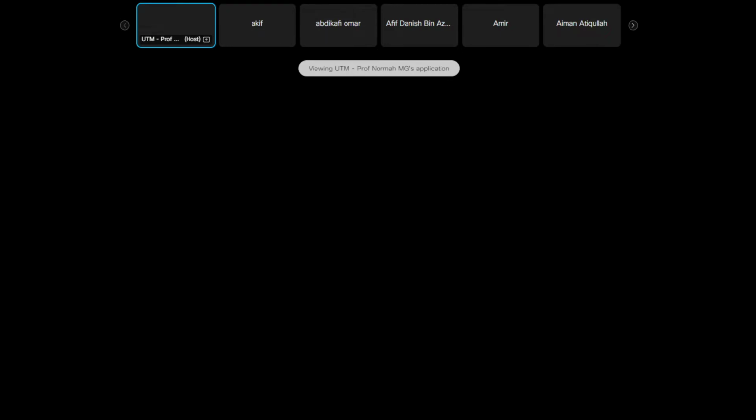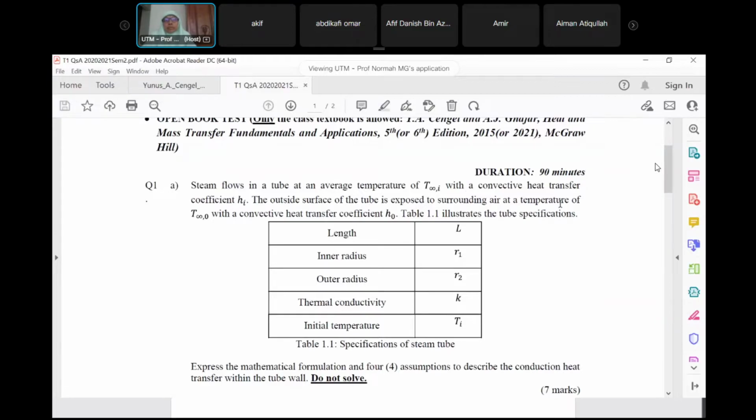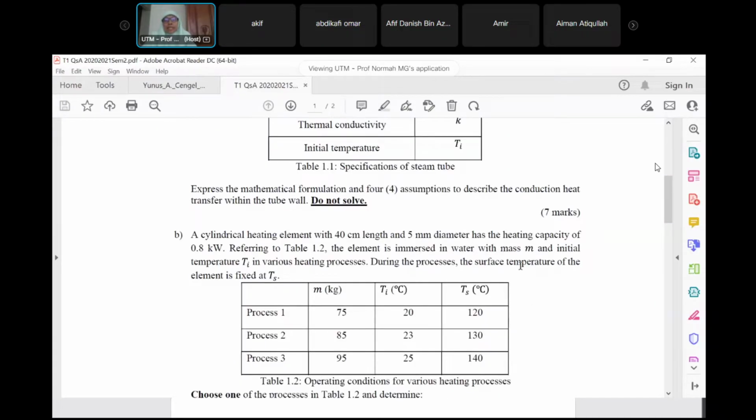Now next, a cylindrical heating element, definitely heat generation, with 40 centimeter length and 5 mm diameter. There's no heat generation here. Has a heating capacity 0.8 kilowatt.